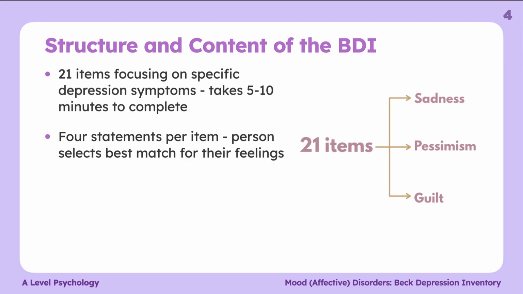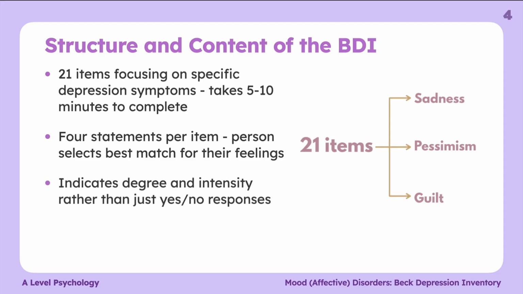For instance, for sadness, they could say, I do not feel sad. I feel sad much of the time. I am sad all the time. Or I am so sad and unhappy that I can't stand it. Now notice how each statement represents increasing severity of sadness. This person isn't just saying yes I feel sad or no I don't feel sad. Instead, they're indicating the degree or intensity of that feeling. It's like having a volume control knob instead of an on-off switch. You get more precise information about how someone is feeling.